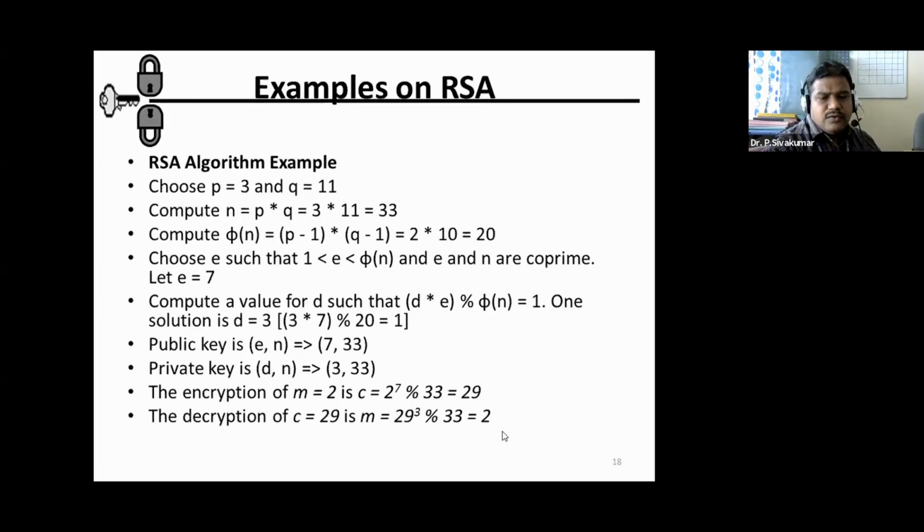In the decryption process, C is equal to 29. So how do we decrypt the message? Decryption is the ciphertext power of the private key. The private key is the d value 3. That means C power d mod n. So 29 power 3 mod 33 is equal to, we can get the value of 2. This is your RSA algorithm.